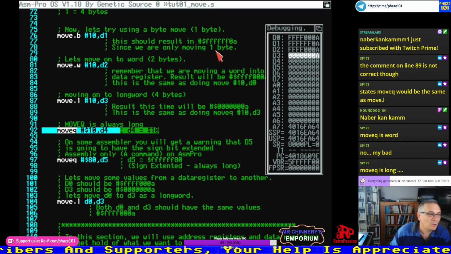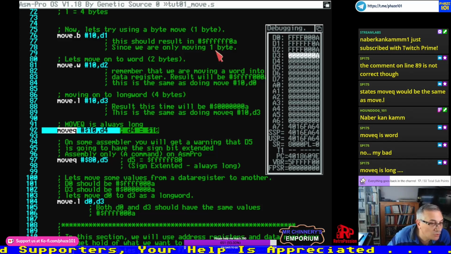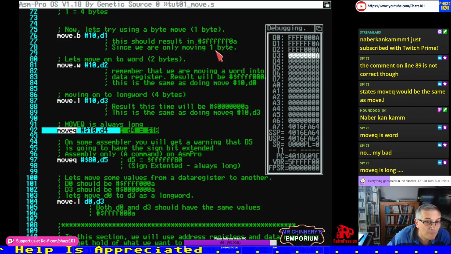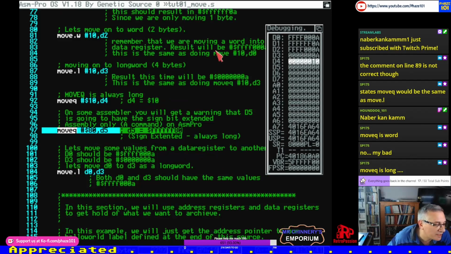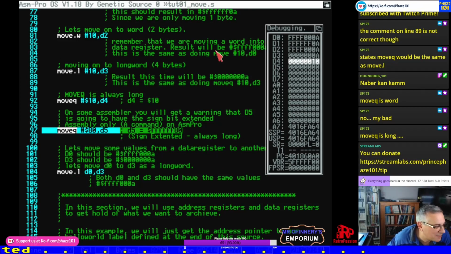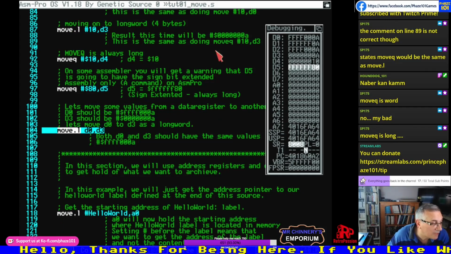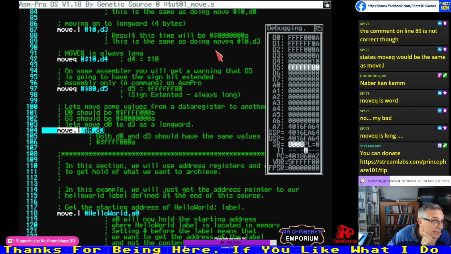So now notice move quick 10 into D4. Notice that we end up with the same as D3. Well, he specified hex, sorry, while before he was specifying the decimal, but it didn't affect the rest of the bits. Now we're going to do move quick 80 comma D5. So you can see that it affected all the other bits because we have the sign bit extended.